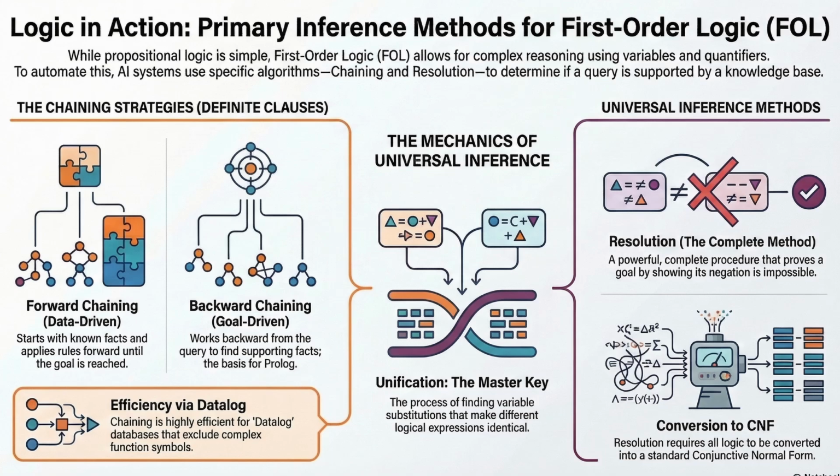Forward and backward chaining are lightning fast, but they are brittle. They can't handle "or." If you tell a forward chainer, either Jack or Curiosity killed the cat, it completely chokes. It doesn't know what to do with that ambiguity. So we need a heavy hitter, the nuclear option. Resolution. This is a sound and complete algorithm. If an answer exists anywhere in the logic, resolution will absolutely find it.